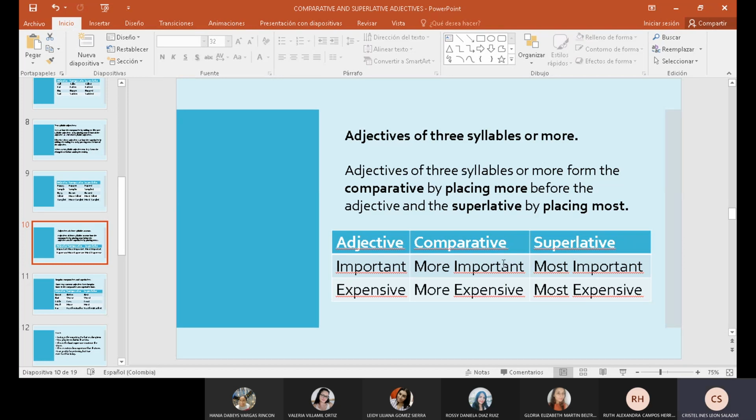Important, more important. Expensive, more expensive, and most expensive.